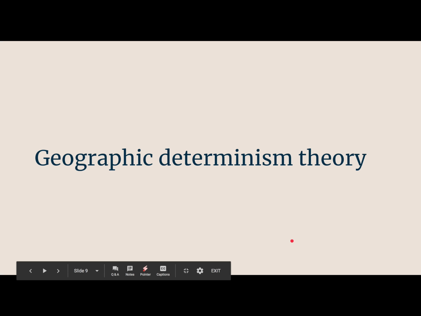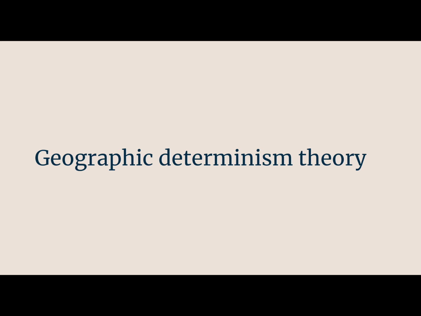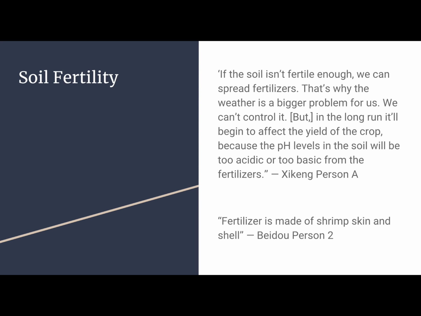This is a great example of the geographic determinism theory. The physical build of the environment predisposes the villagers to certain types of work, as well as the trajectory of their growth and success. However, soil fertility is a concern, as it is a crucial input for the crops to grow successfully. Person A from Xikang has stated, "If the soil isn't fertile enough, we can spread fertilizers. That's why the weather is a bigger problem for us."